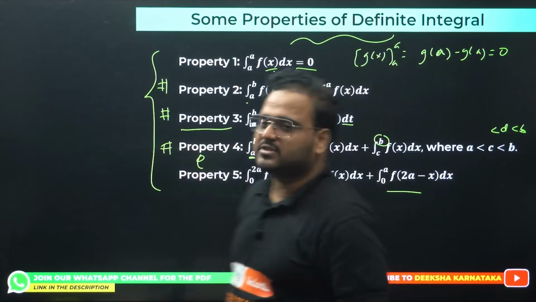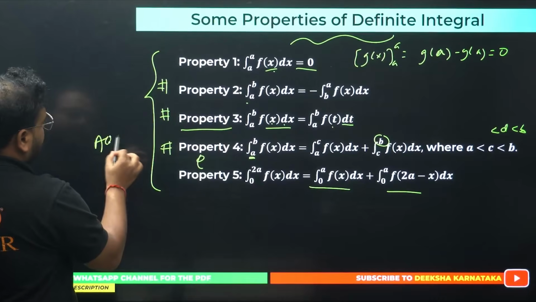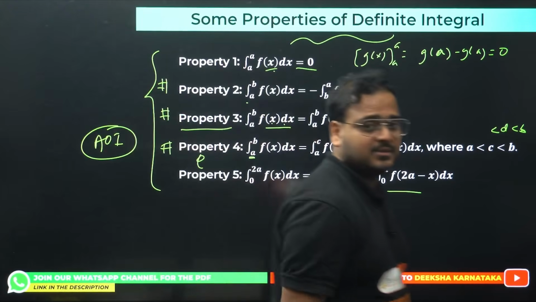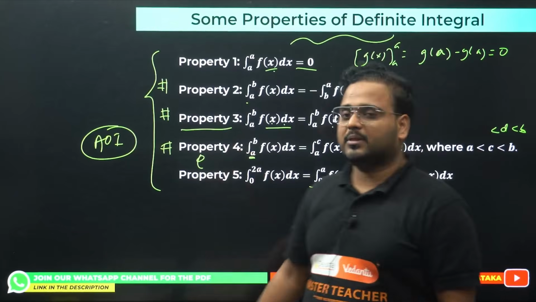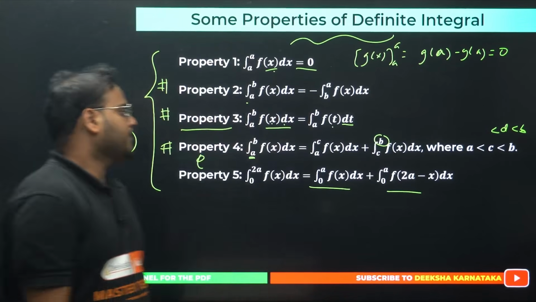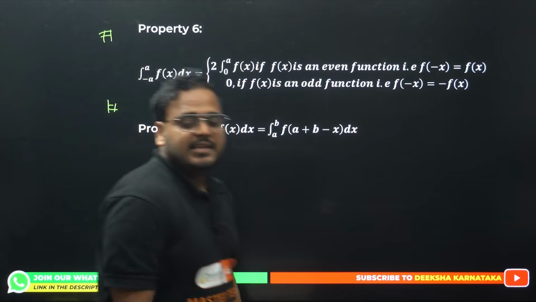Even the fourth one, a question will be directly asked in AOI. When you're learning this chapter, no? In AOI, applications of integrals, you will have questions where property number 4 is used most of the times. Then it will become the most important property, property number 4, in the case of applications of integrals. Okay. Alright, so property number 6 is based upon even and odd functions.